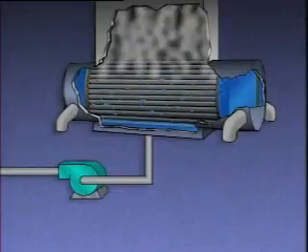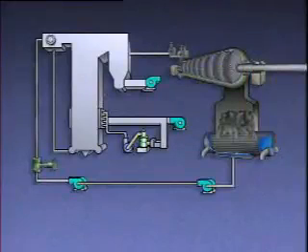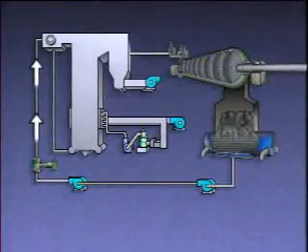The condensate system removes the condensate from the hot well. Then the feed water system feeds it back to the boiler. The water that is pumped into the boiler is called feed water. It replaces the water that leaves the boiler as steam.